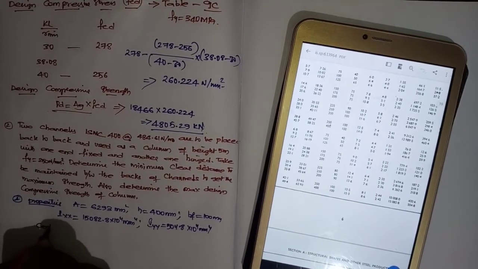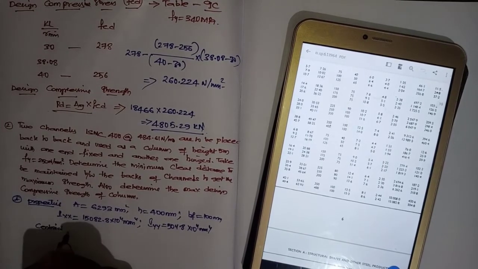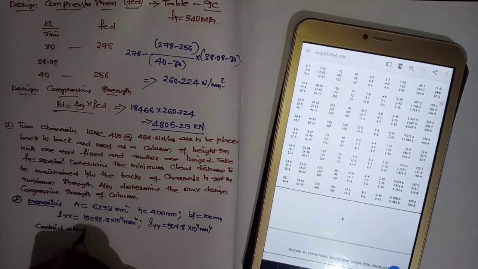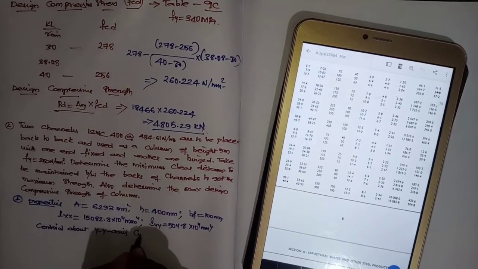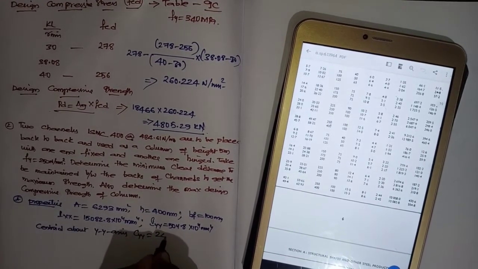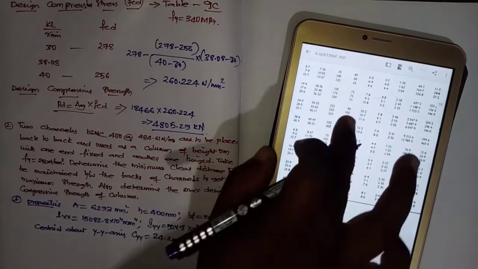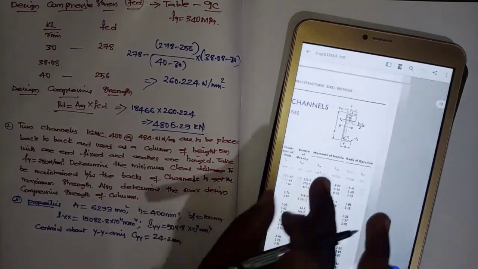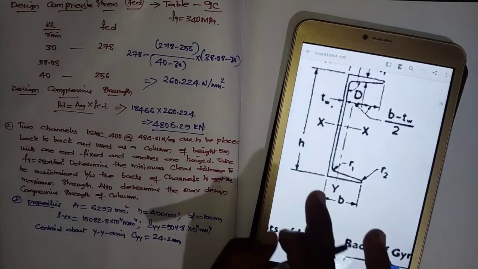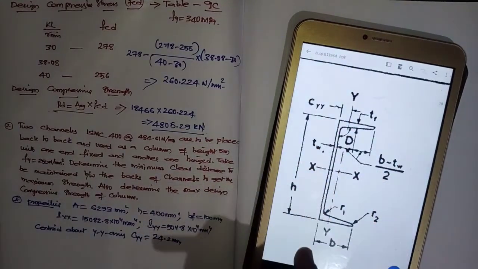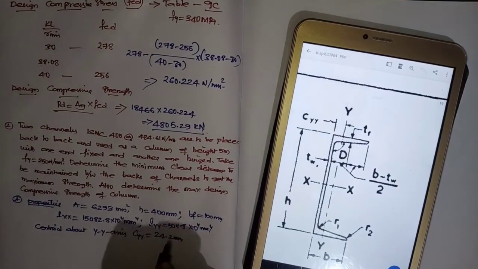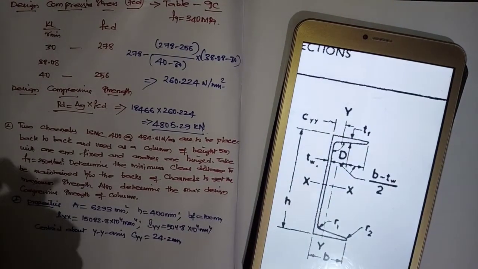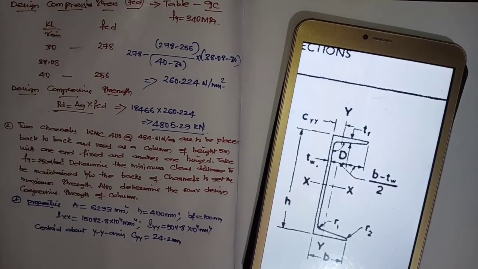Centroid about YY axis, that is CYY equals 24.2 mm. Now see here, from the y-axis the centroid will be lying at a distance of 24.2. So this is CYY. Like that you have written all the given data.